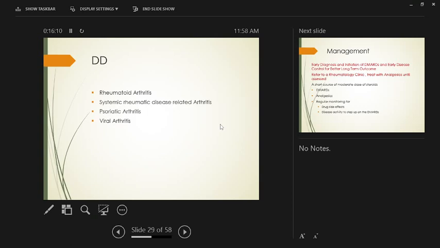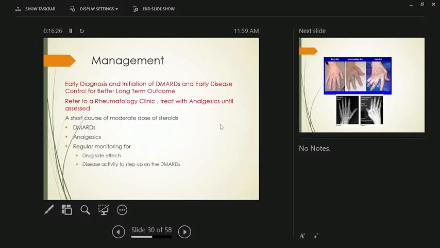So what are the differential diagnoses with this? So it's rheumatoid arthritis; systemic rheumatoid disease associated arthritis can present like this. Psoriatic arthritis can present like this, but metacarpophalangeal joint involvement is less common in psoriatic arthritis. We would expect more of a distal interphalangeal joint involvement with the PIP involvement. And viral arthritis can present with a similar clinical picture.